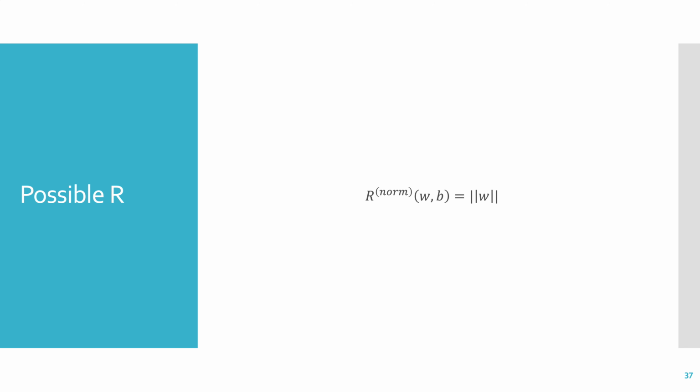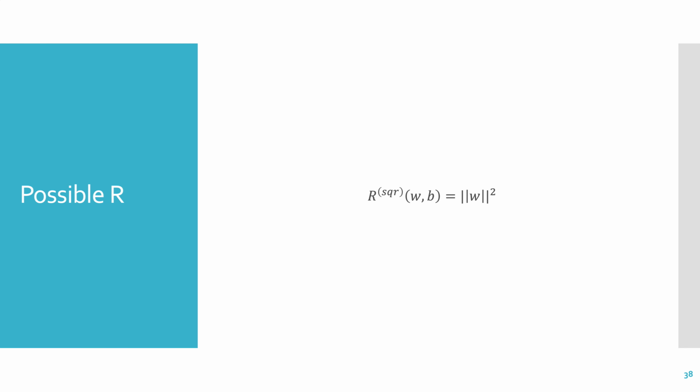What could R be? There's many different options. Here are some common ones. This is the norm R, which is just the L2 norm of W. You'll notice that B isn't included here. This is typically because we actually make W one dimension longer and we include B at the end. This is convex and smooth, right?